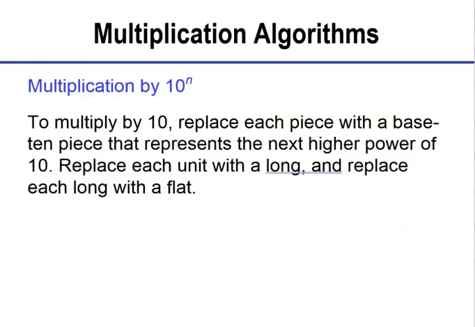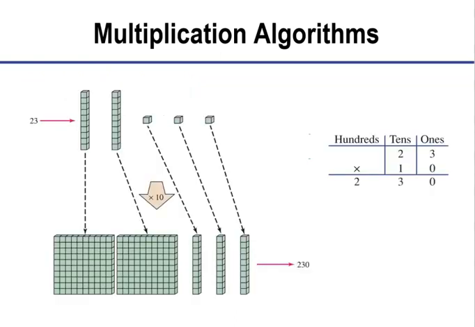What about a trick for multiplying by 10 to some power? Well, to multiply by 10, let's think about what this means as far as base 10 blocks go. You would replace each piece with a base 10 piece. So each unit piece, the little squares, with a base 10 that represents the next higher power of 10. Replace each unit with a long, and replace each long with a flat. We've got a picture here.